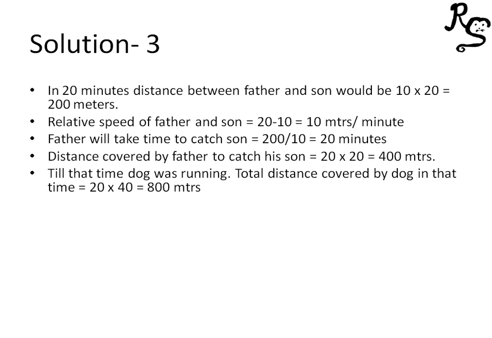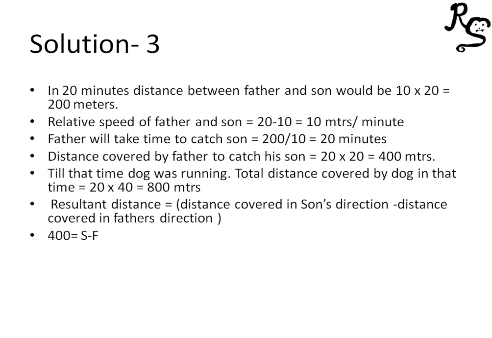Now watch that this 800 meters distance covered by the dog is in both directions. Some distance he has covered while running towards the son, and some distance he has covered while running towards the father. It is also important to note that the starting point of the dog is at the place of the fair, where the father starts, and the end point where the dog stops running is where father and son are meeting. The place is 400 meters away from the place where the fair was happening.